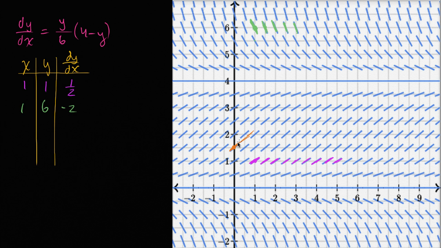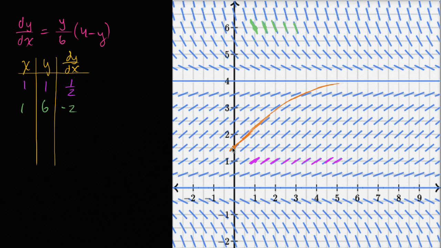so at this point, I should be, actually, let me undo that. So this, if I keep going up at this point, when y is equal to 2, I should be parallel to all of these segments on the slope field at y is equal to 2. And then it looks like the slope starts to decrease as we approach y is equal to 4.